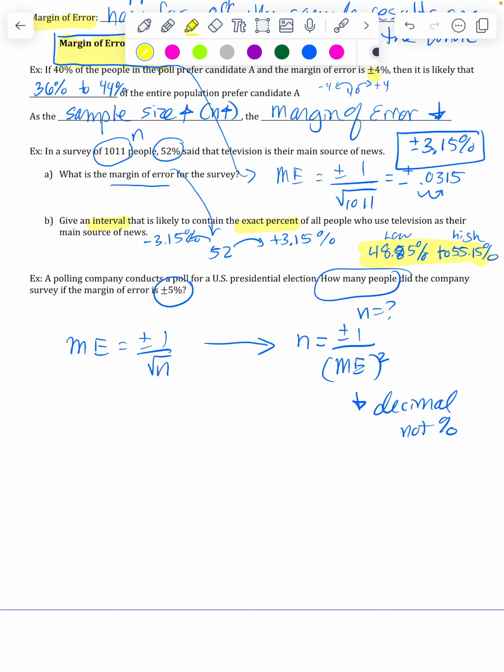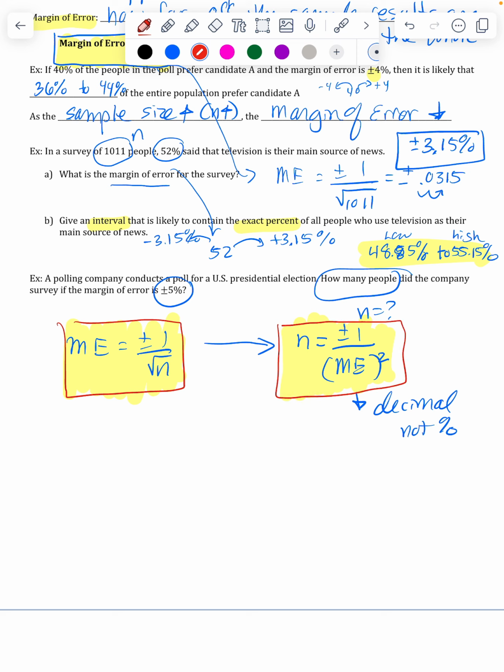So I would add this formula into your notes, which is just a rearrangement of our margin of error formula, because this one is going to be the one that helps me find my margin of error, and this one helps me find how many people did I ask. So in this case, the number of people is going to be plus or minus 1 over, and our margin of error was 5%, but that's 5 out of 100. So you move that over 2 spots, and that decimal is the thing that goes in here.